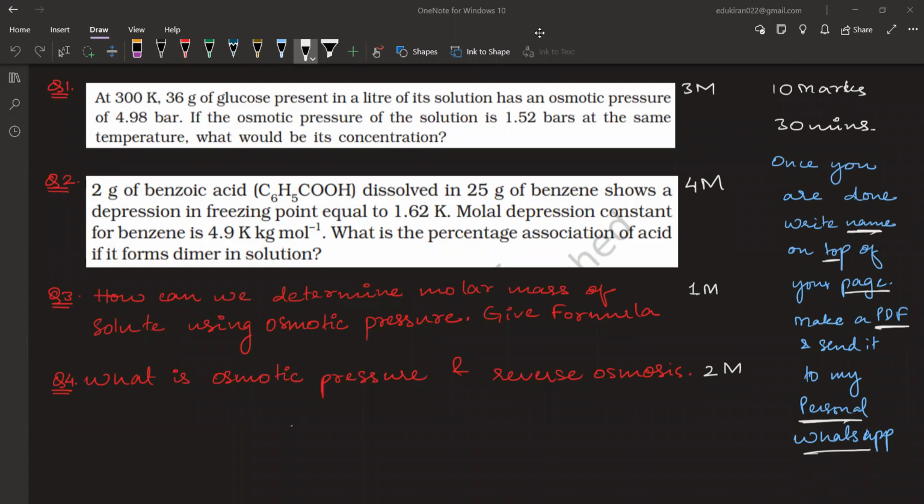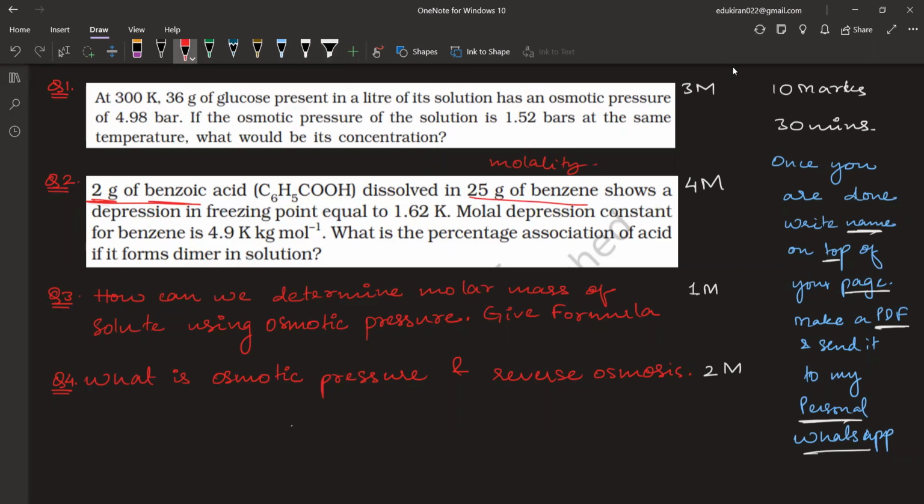Second and third. The second one. Okay, the second one is a very similar question to what we did. 2 grams of benzoic acid dissolved in 25 grams of benzene shows a depression in freezing point. So from this information, you can calculate the molality. Correct? Yes or no? Is that right?